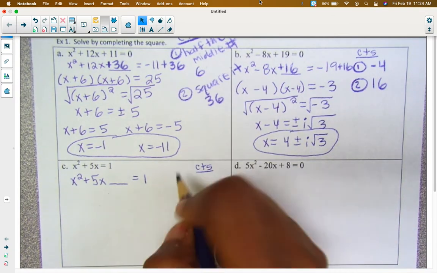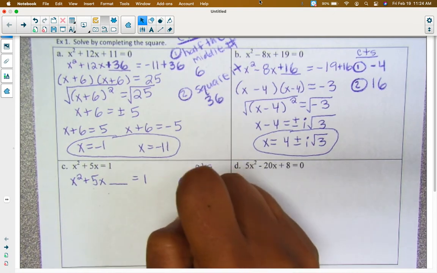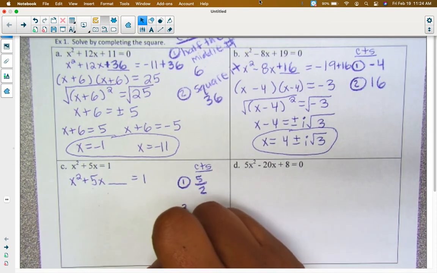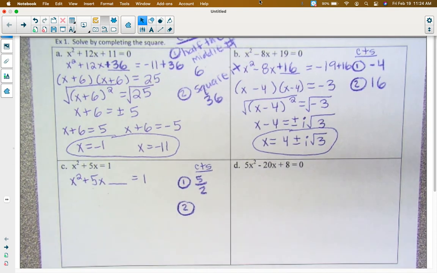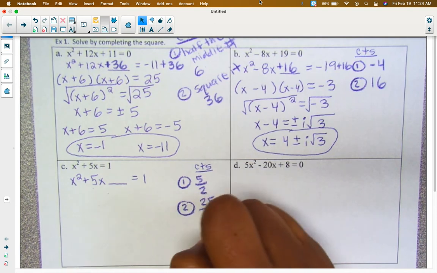Okay, step 1, take half of the middle number. My middle number is 5. If you take half of 5, you're going to get 5 halves. So 5 divided by 2, and leave it in fraction form. Now square this number. So 5 halves squared means 5 halves times 5 halves. This gives me 25 fourths.